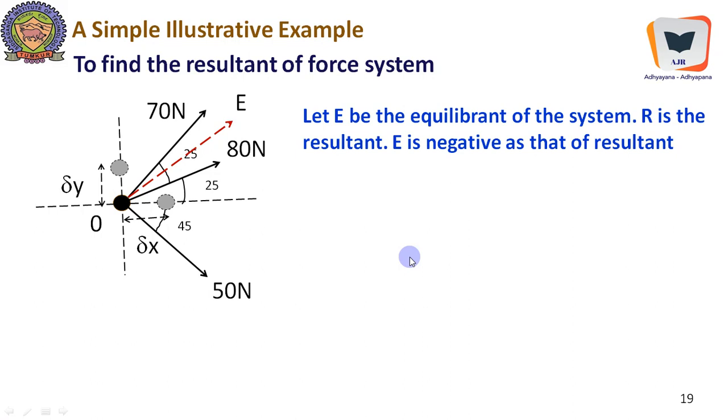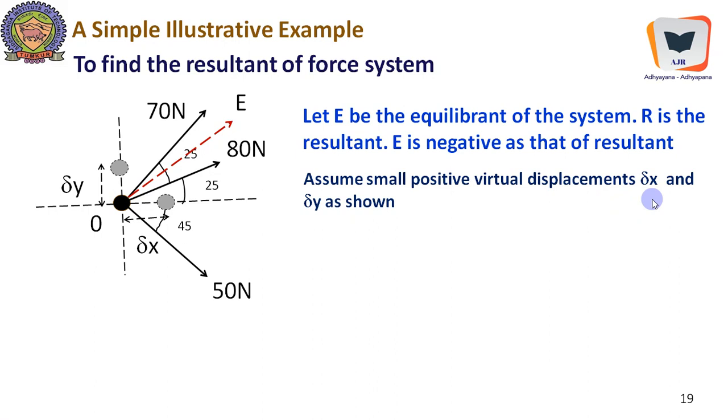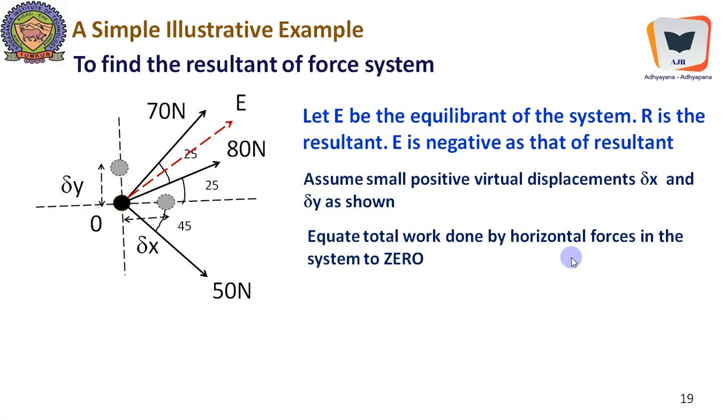Assume a small positive virtual displacement, del x and del y, as shown. Equate the total work done by the horizontal forces in the system to zero.